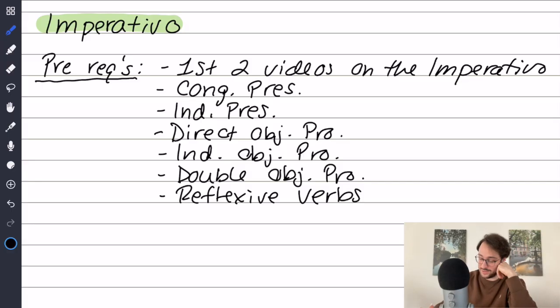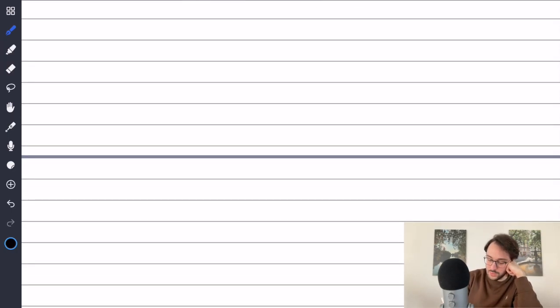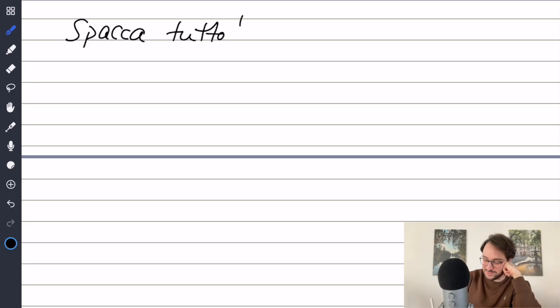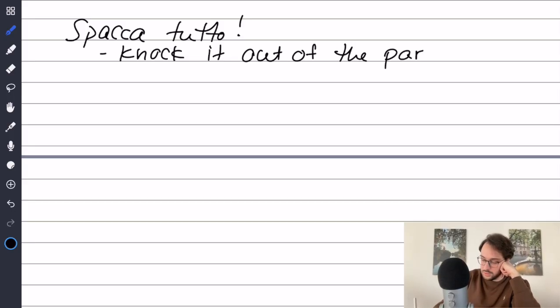Oh, right there, that's a command. Spacca tutto, right? If you tell someone spacca tutto, so as you spacchi tutto would be the indicative. This is like saying knock it out of the park. There are different translations. Anything that means something along those lines, spacca tutto, because it's a verb in the tu form, ending in a. Spaccare, spacca, spacca tutto. Go out there and kill it, you know? Go out there and knock it out of the park.